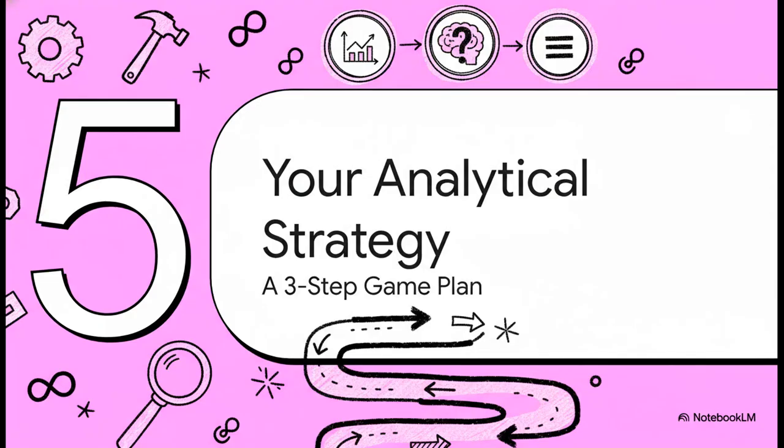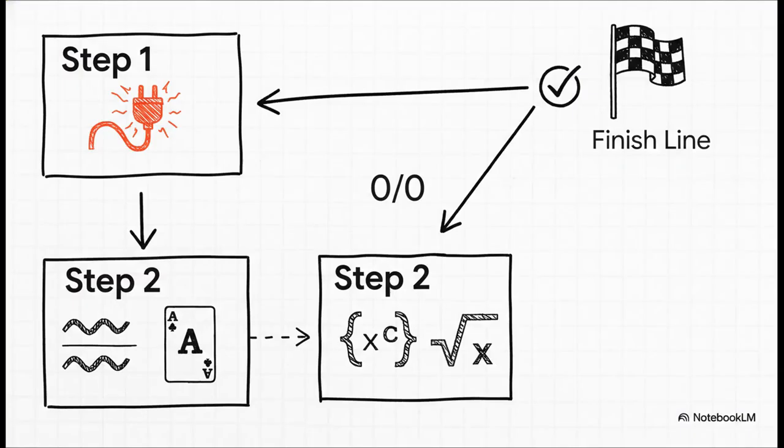Okay, we have covered a ton of ground, and we've added some seriously powerful tools to our kit. So now, let's put it all together. Let's build a simple, repeatable game plan that you can use for pretty much any limit problem that comes your way. Here it is, your 3-step strategy. Step 1, always, and I mean always, try direct substitution first. If you get a nice normal number, great, you're done, high five.